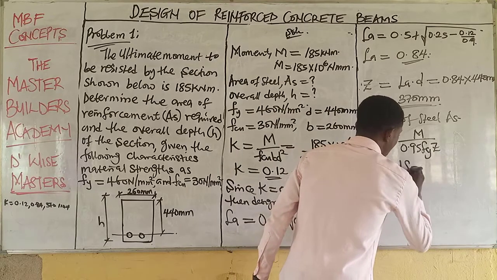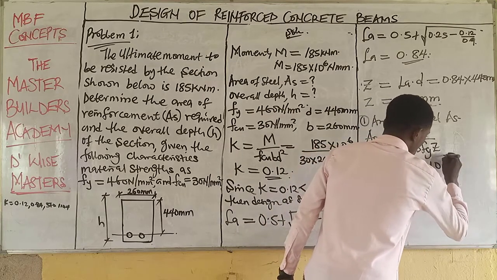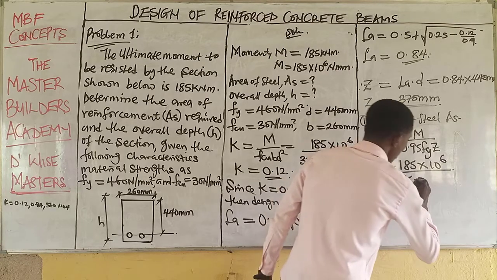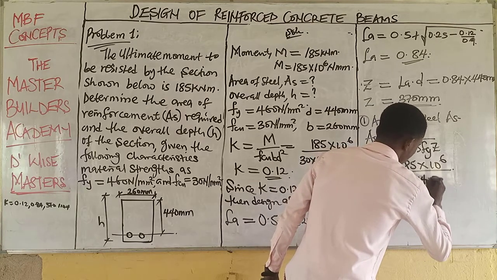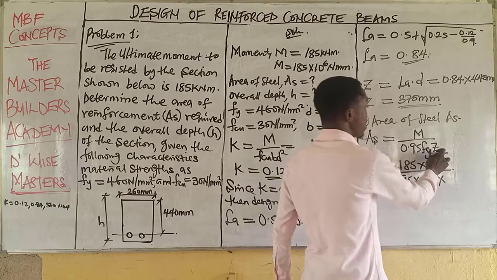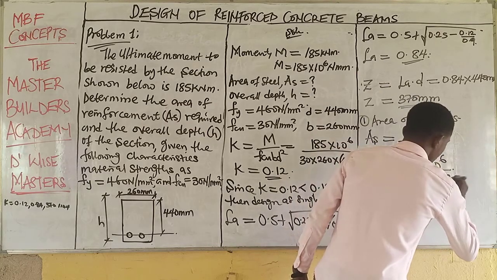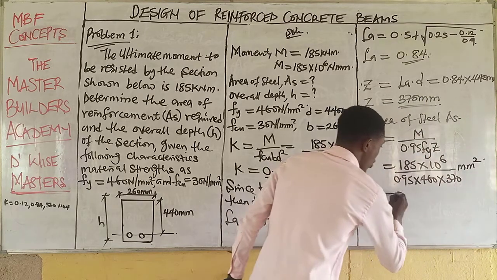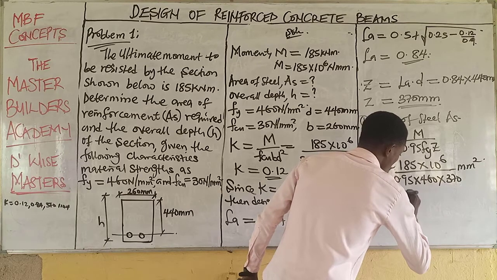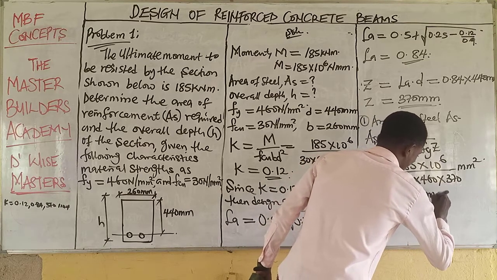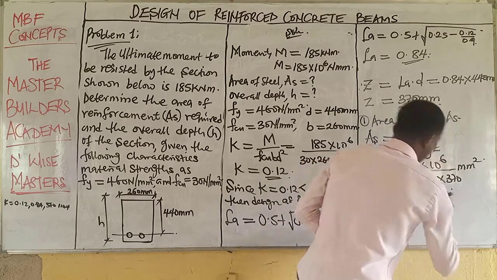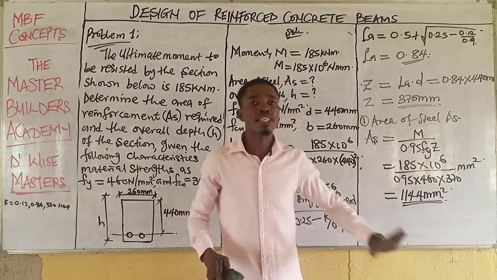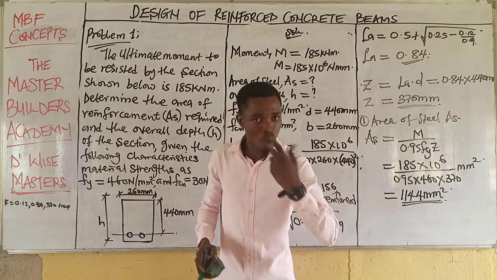M is 185 multiplied by 10 raised to the power 6, all over 0.95 multiplied by 460 multiplied by Z, which is 370, all in millimeters squared. Now when we solve this, our answer becomes 1144 mm squared. This is the area required. The calculated area is what we call area required.